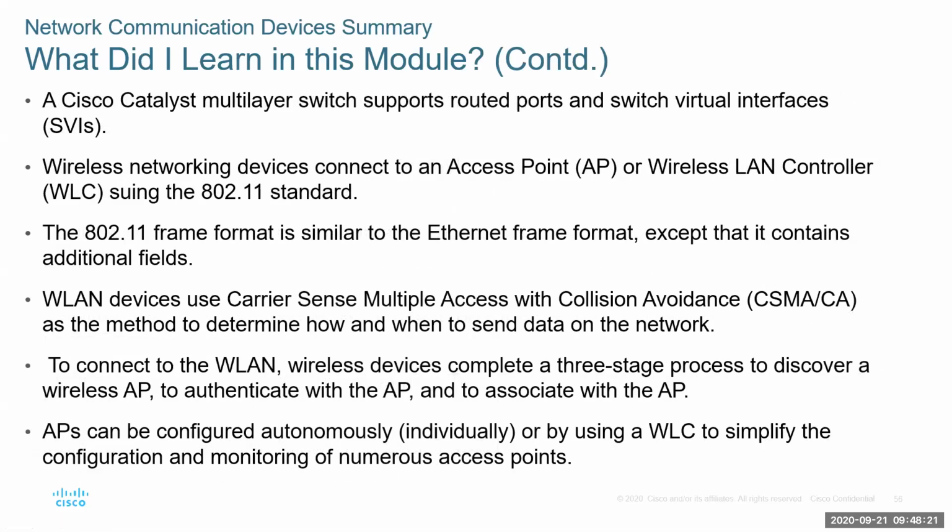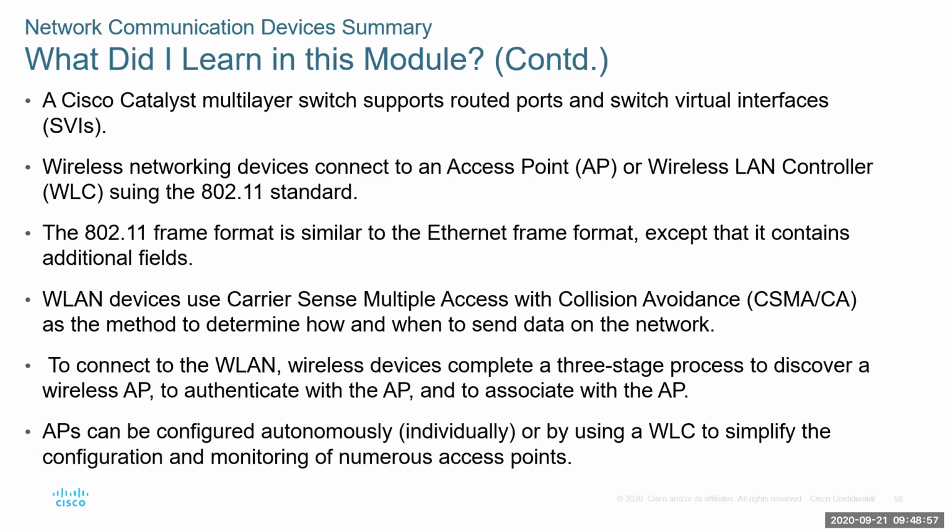A Cisco Catalyst multilayer switch also supports routed ports as well as SVIs, or switched virtual interfaces. This is going to allow you to do routing closer to the switch itself and closer to the device. Wireless networking devices can connect to an access point or a wireless LAN controller using the 802.11 standard. The 802.11 frame format is similar to the standard Ethernet frame, except it contains additional fields.